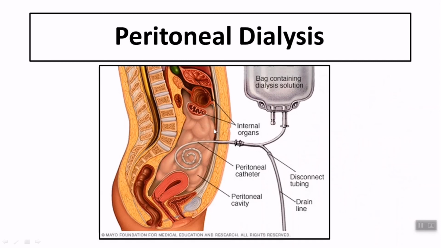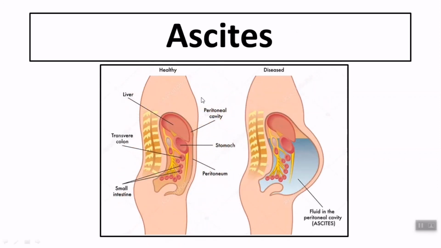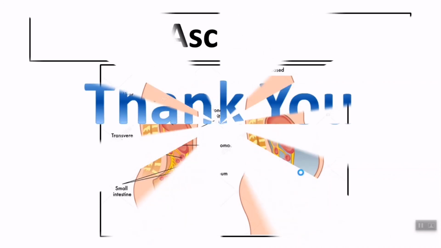Because the peritoneal cavity is regarded as the most extensive cavity in the body, we can use it for dialysis, what we call peritoneal dialysis. Another important point is that in certain pathological conditions, the peritoneal cavity might contain plenty of fluid, an abnormal collection of fluid called ascites, and this ascites might be drained through the anterior abdominal wall. Thank you.